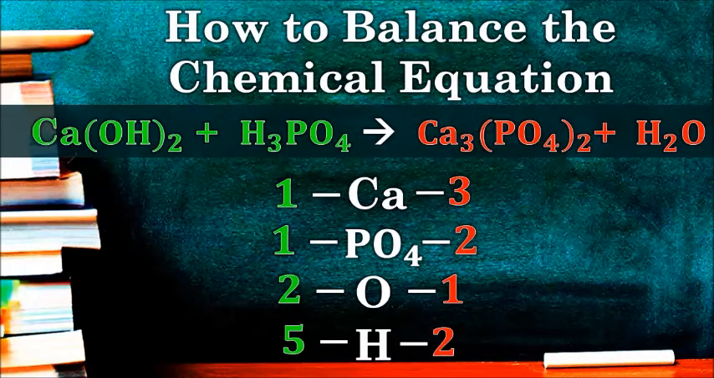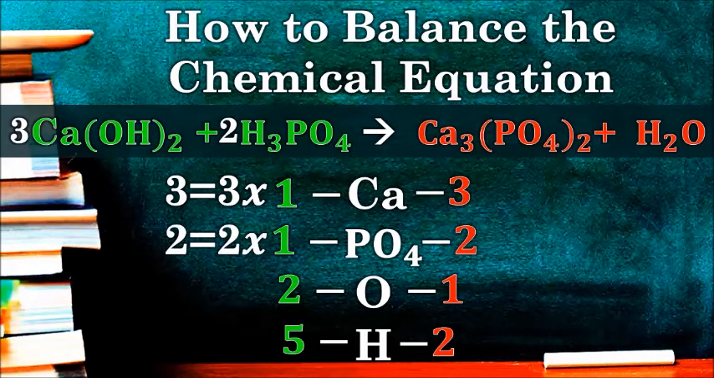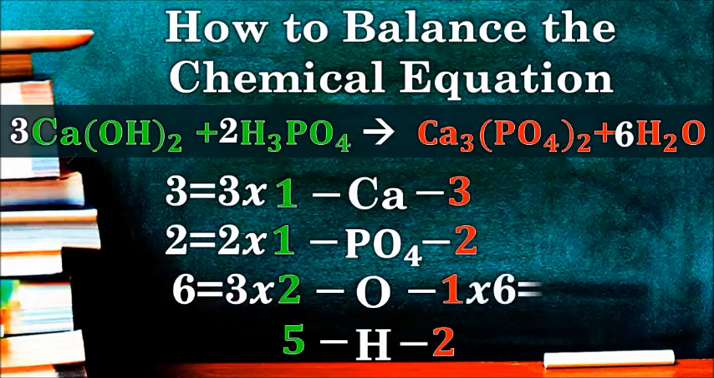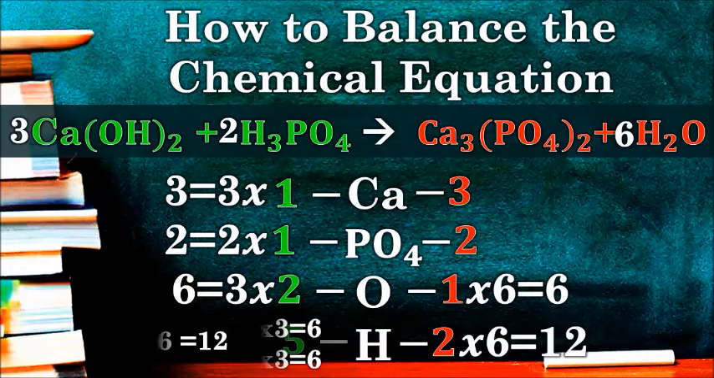To take action, let's begin by placing 3 here so that the calcium atoms in the reactant are equal to the product. We can also place 2 here, so that PO4 in the reactant is equal to the product. Finally, there are now 6 atoms of oxygen in the reactant side, but only 1 in the product side. So we can put 6 in front of the water molecule. Let's count hydrogen atoms on both sides of the equation. There are 12 hydrogen atoms in the reactant and product. The chemical equation is now balanced.